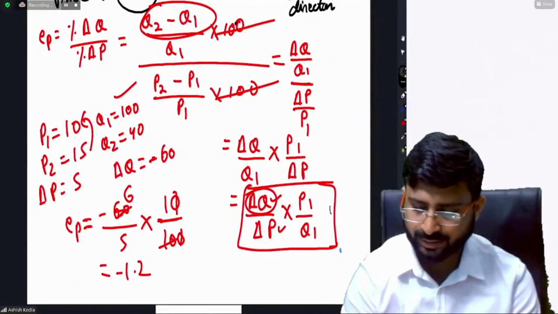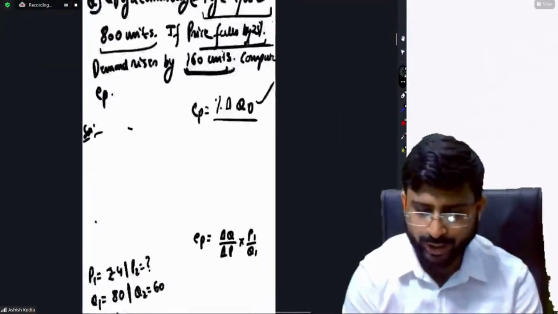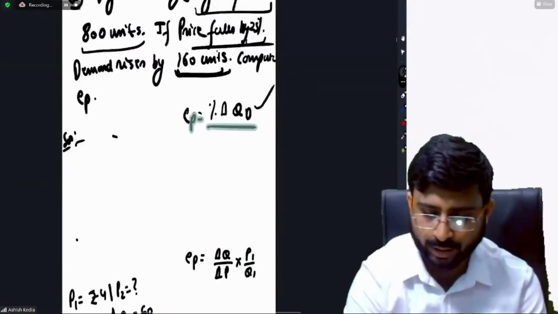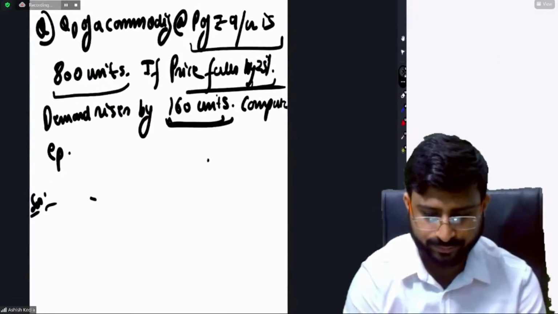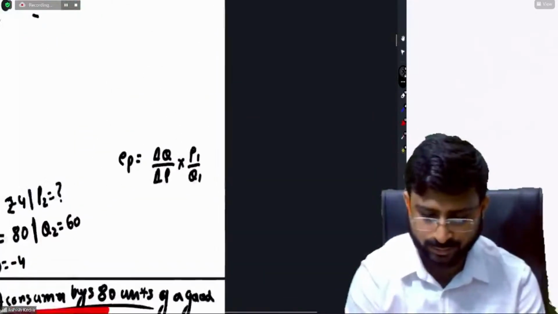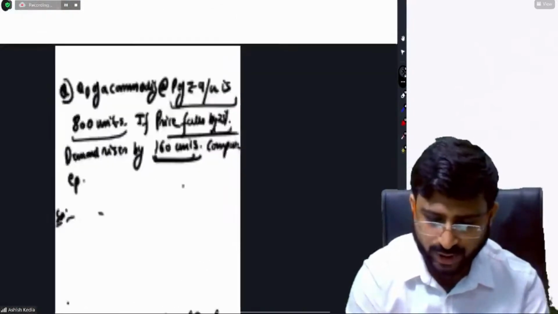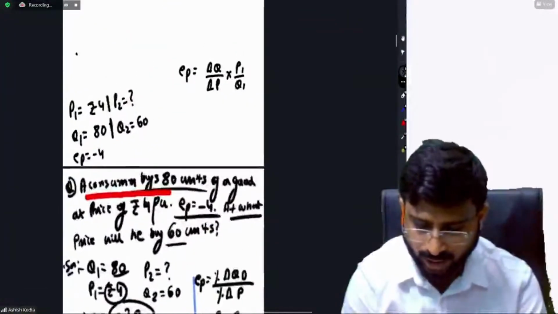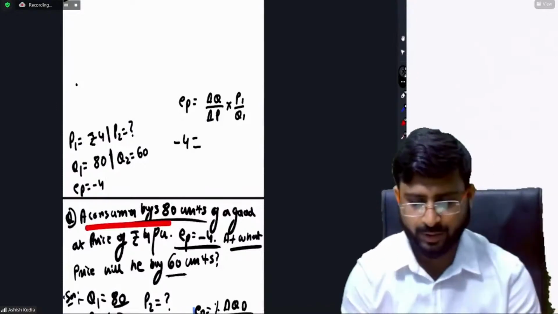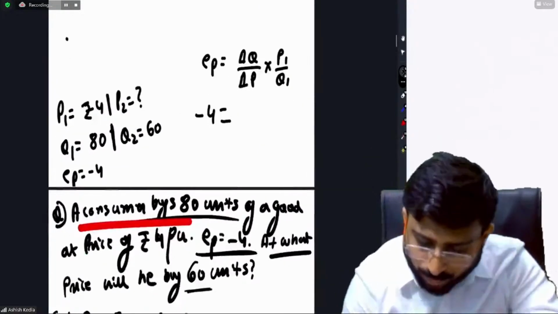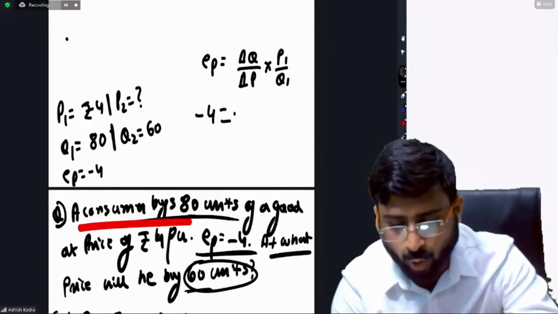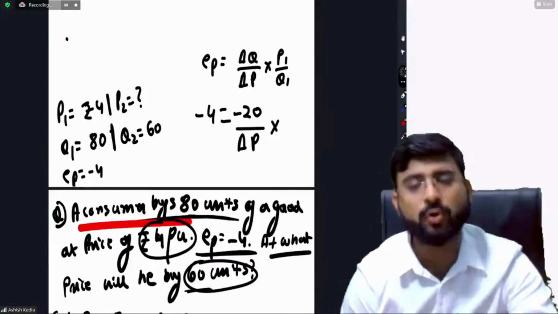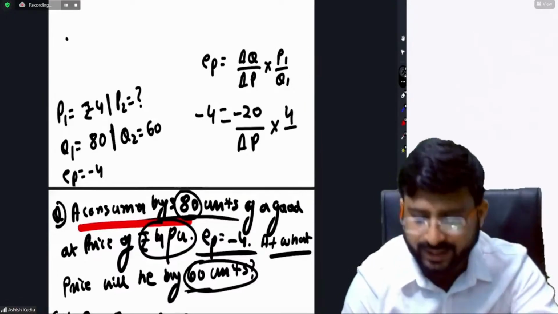See, I have made you write it here. So now what I am saying is, change in quantity by change in price into P1 by Q1. Now when I solve it, EP, as I told you, was -4. What is change in quantity? From 80 units you have to fall to 60 units, so quantity has fallen by -20. Change in price, we have no clue. Original price we know is rupees 4. Original quantity we know is 80 units.